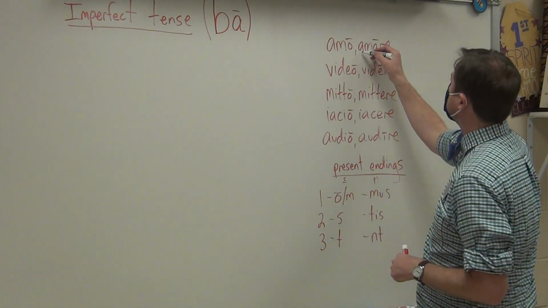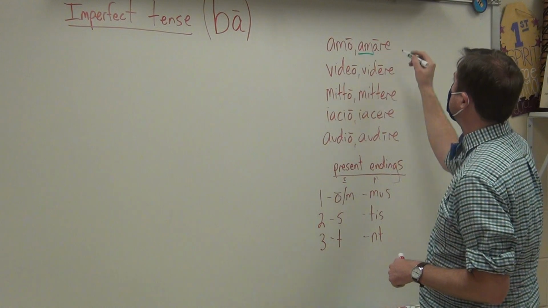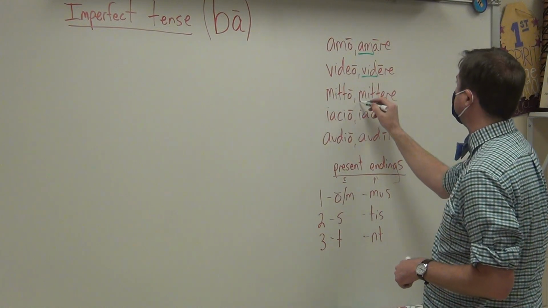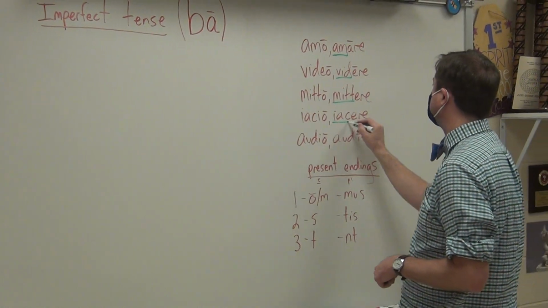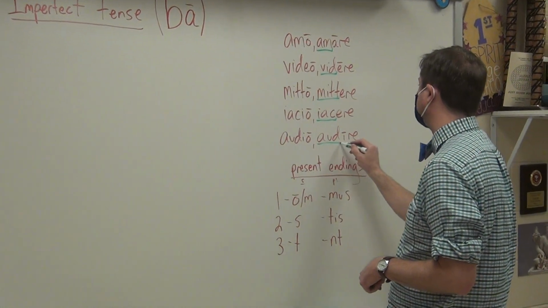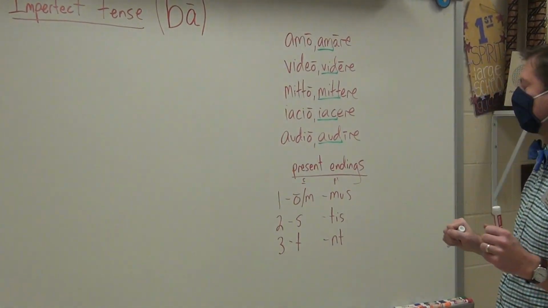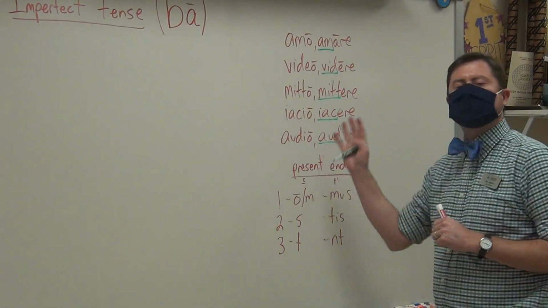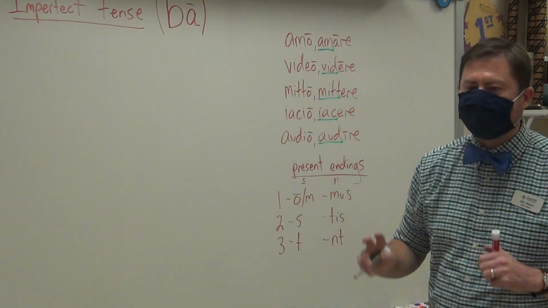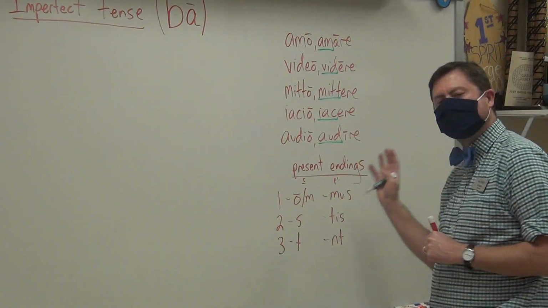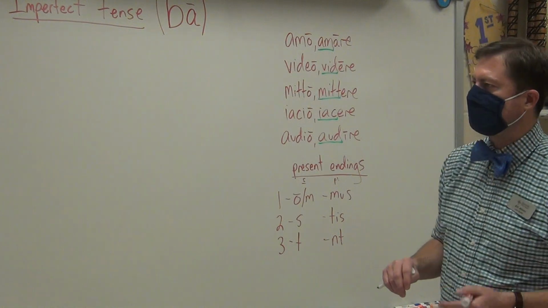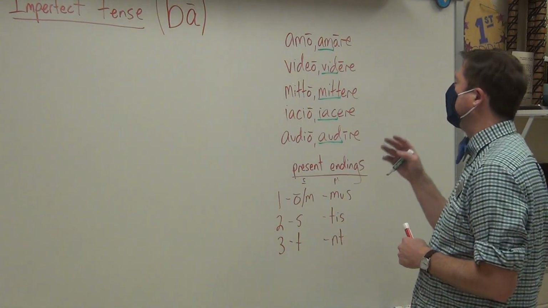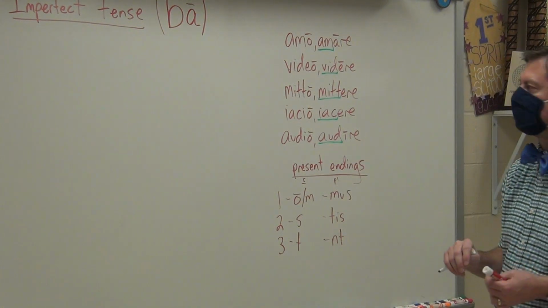And so you drag it all the way across except for the long are, the long ere, the short ere, and the short or long ire. And this is the same exact stem that an imperfect verb is going to be using. So present tense uses the present stem, and imperfect tense uses the present stem.